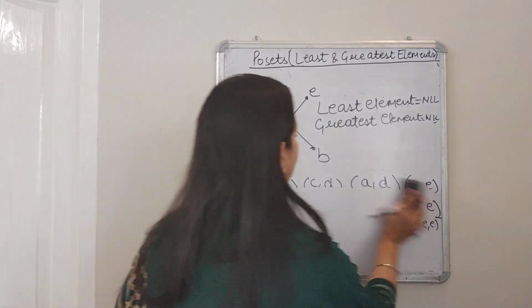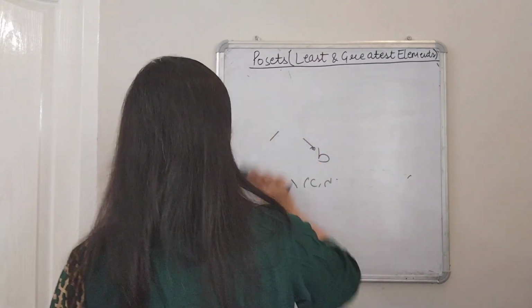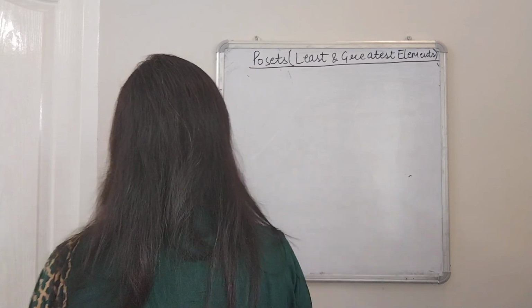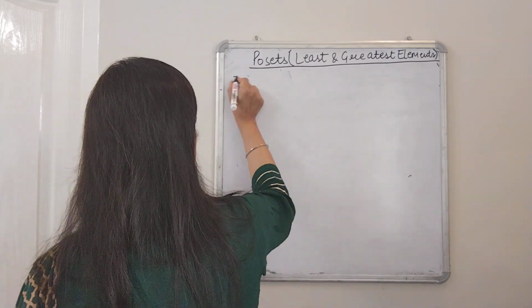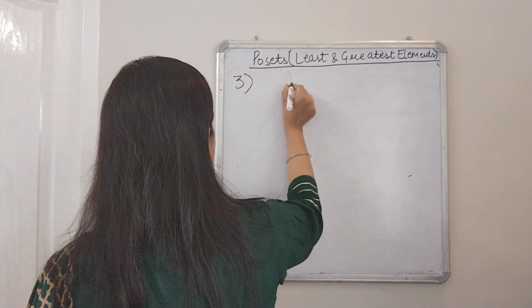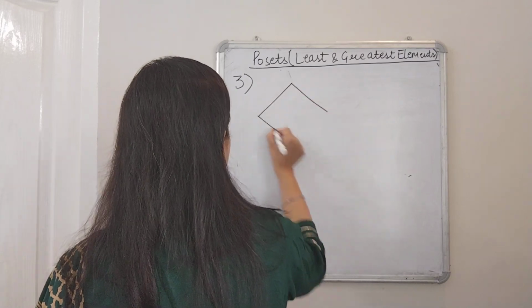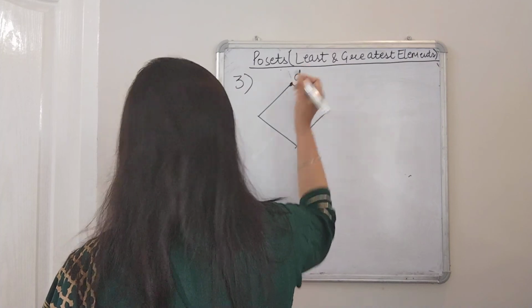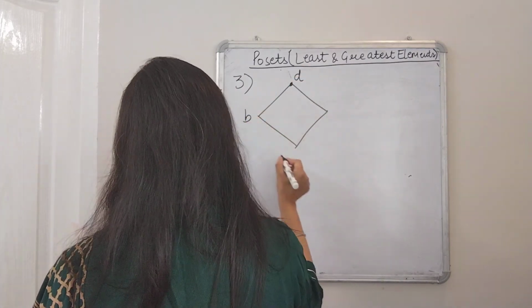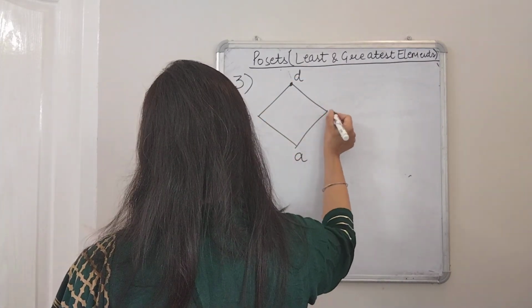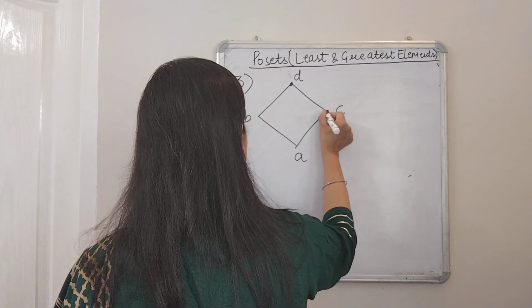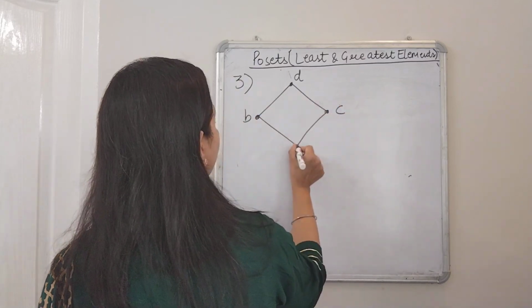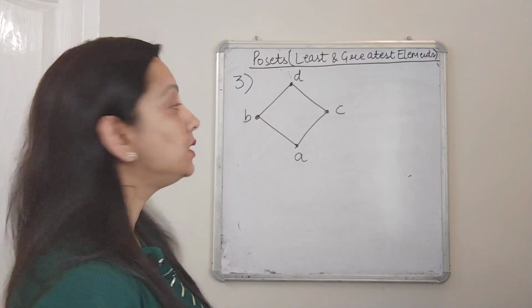Now let's look at one more example and see if we are able to find the greatest or least element or not. So the Hasse diagram is like this. D, B, A, C. Okay, so let's see if we can find the greatest or least element here.